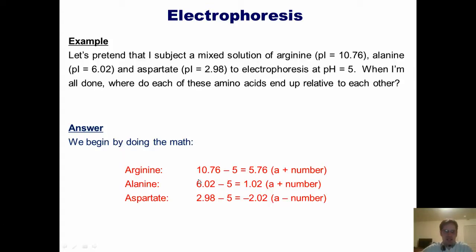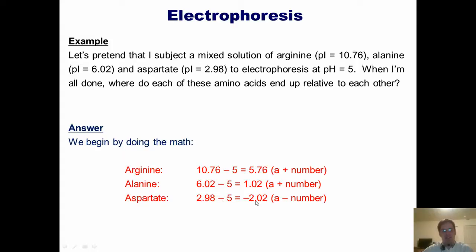Alanine has this pI value. I subtract 5 from it, I end up with 1.02, which is also a positive number. Now 1.02 is obviously not as large a positive number as 5.76. What does that mean? It means that alanine will also move toward the negative electrode, but not by as much as arginine. Aspartate's pI value is 2.98.